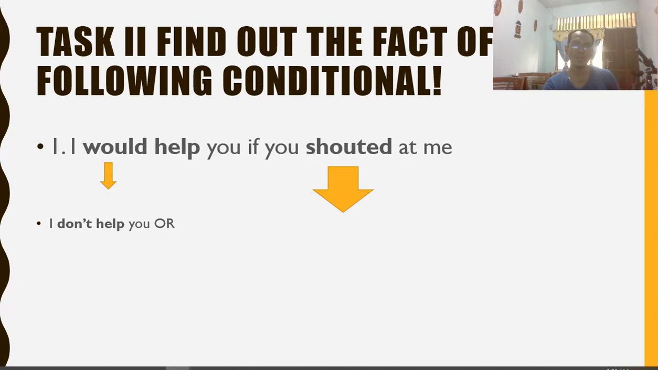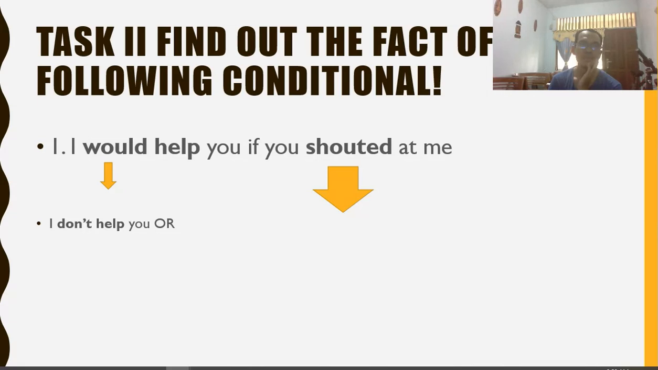Remember that conditional is a special form in English sentences that requires special understanding because it has different meaning. In conditional type 2, it shows that the speakers speak the different meaning.